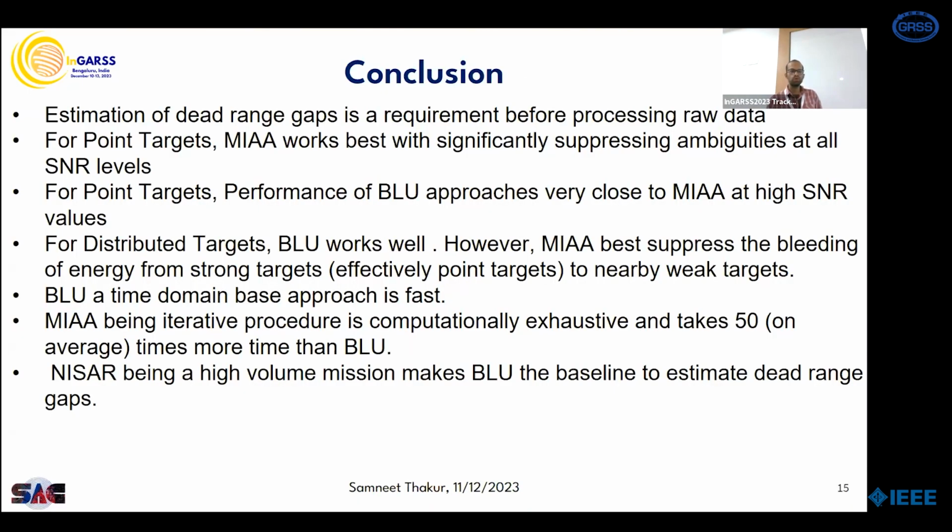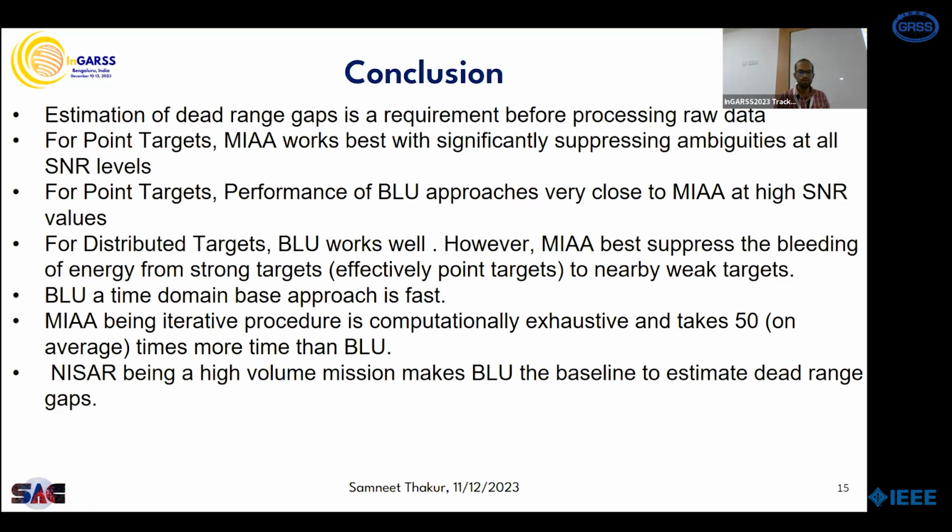So in conclusion, the estimation of dead range gaps is a requirement. For point targets, MIA works well. It significantly suppresses the ambiguities. The performance of all estimators improves with high SNRs. BLU, a time domain approach, is fast. MIA, being a spectrum domain based iterative procedure, is computationally exhaustive. It takes around 50 times more time as compared to BLU.